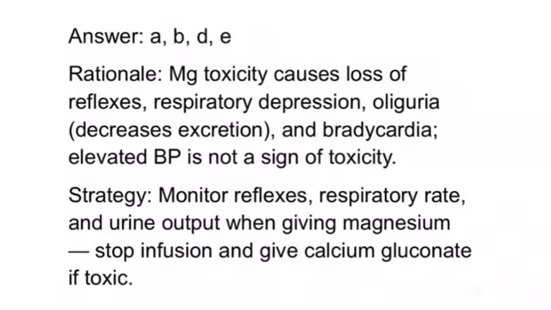Rationale: magnesium toxicity causes loss of reflexes, respiratory depression, oliguria, decreased excretion, and bradycardia. Elevated BP is not a sign of toxicity. Strategy: monitor reflexes, respiratory rate, and urine output when giving magnesium; stop the infusion and give calcium gluconate if toxic.